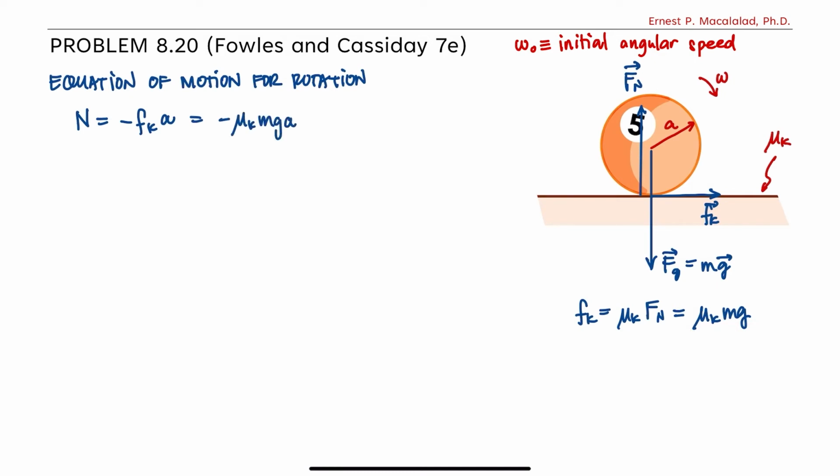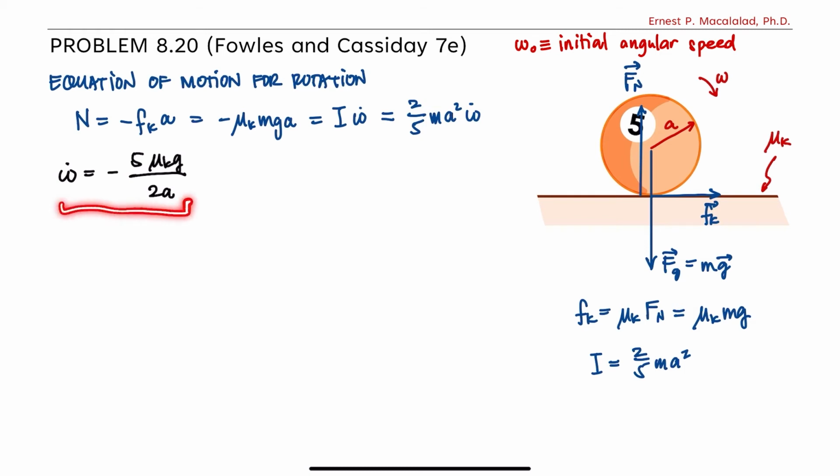Newton's law tells us that this should be equal to I omega dot, where I is the moment of inertia of this object and omega dot is the angular acceleration. Because this is a solid ball, therefore the moment of inertia is equal to 2/5 ma squared. Thus, this is equal to 2/5 ma squared omega dot. So therefore, the angular acceleration omega dot will be equal to negative 5 mu k g divided by 2a.